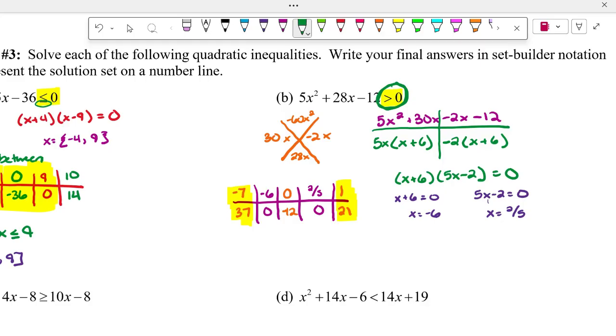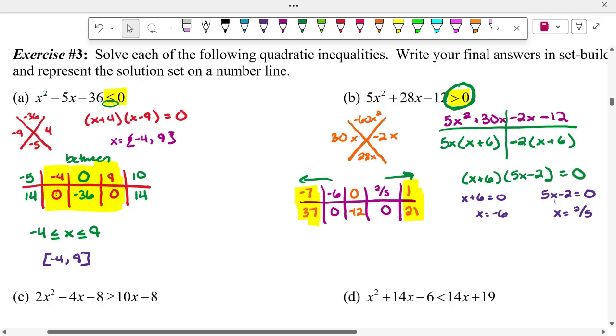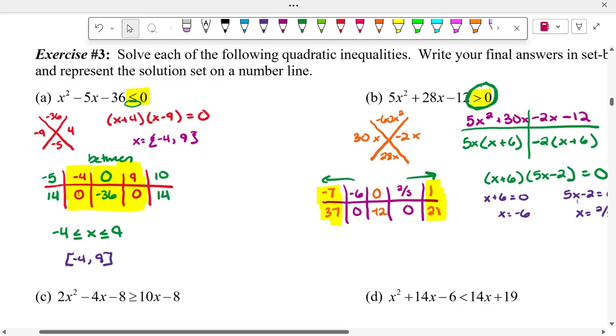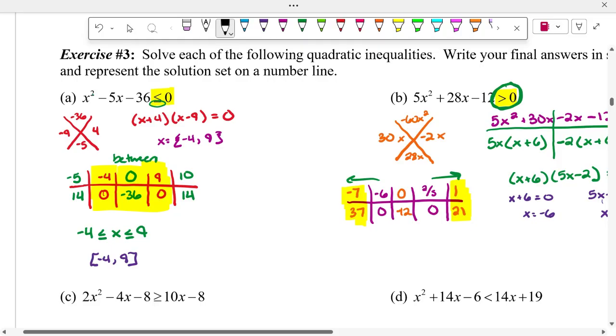Now, this is a little bit different. Since it's on either side of our line, okay. So, if I were to draw this on a number line over here, so this was from letter A, I had negative 4 and 9.